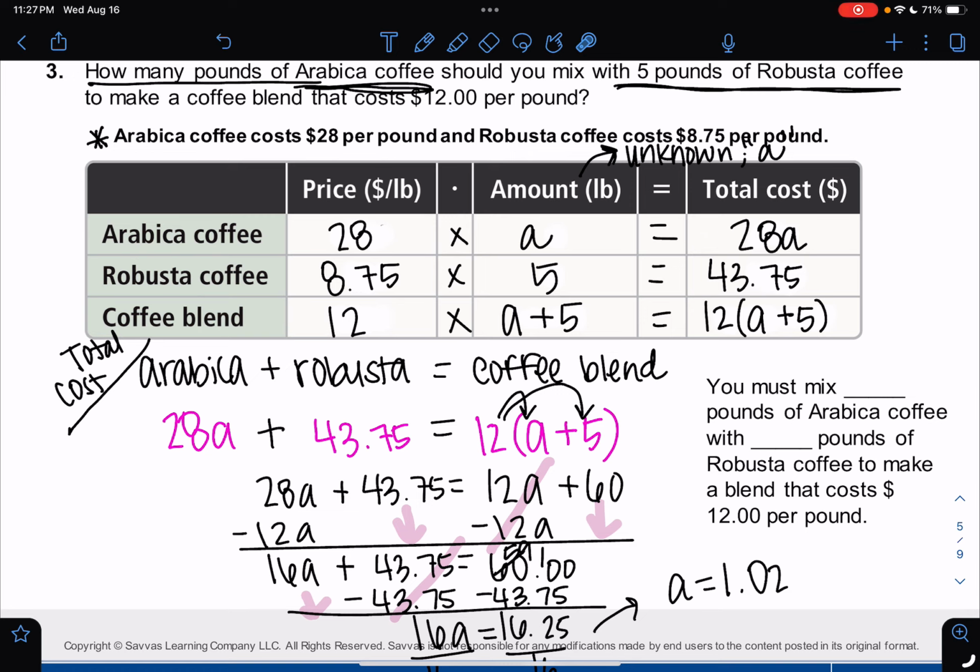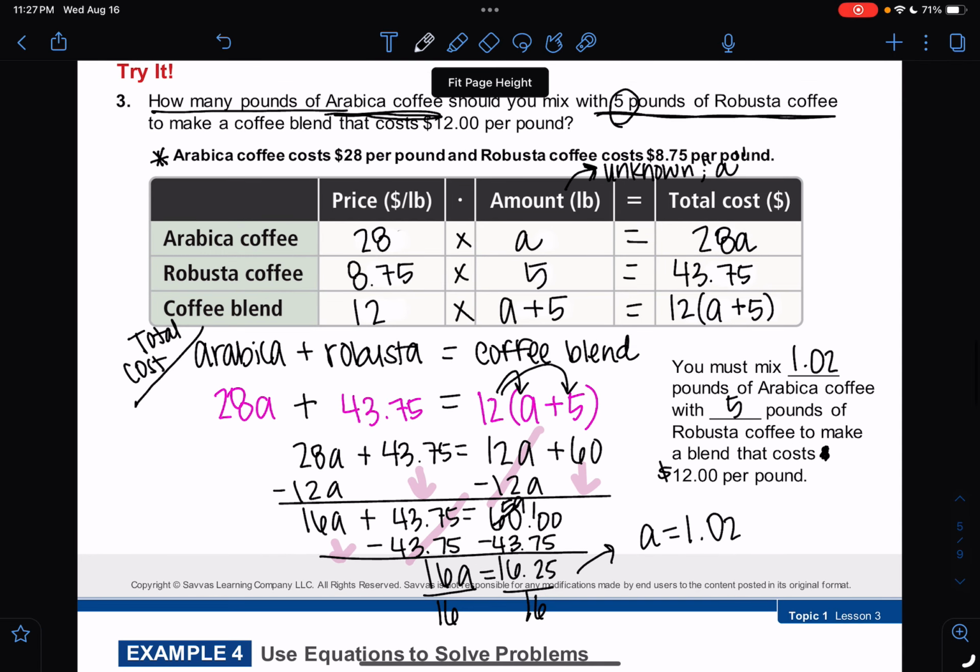All right, so we must mix 1.02 pounds of Arabica coffee with the 5 pounds that was given to us of the Robusta coffee to make a blend that costs $12 per pound. It just looks dumb, but $12 per pound. And there was that answer. All right, so I will pause the video here to make sure that you've got everything you need for this problem, and we're going to move on.